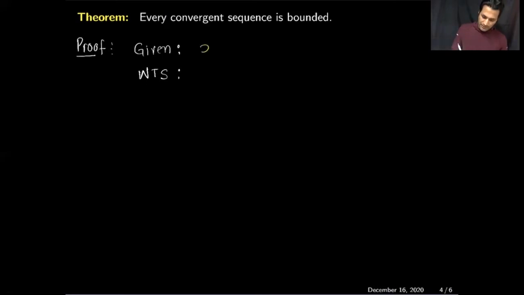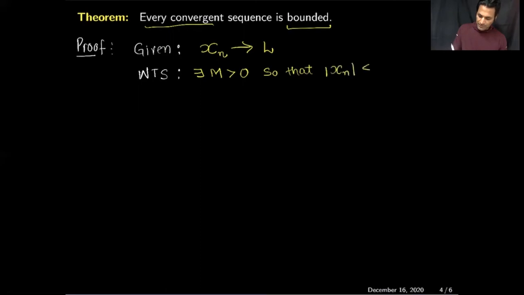Given is a convergent sequence. Let's suppose xn is a convergent sequence. If it is convergent, it must be converging to some real number L. So this is given. And we want to show that this sequence is bounded, or in other words, mathematically, we want to find M, which is strictly positive, so that the absolute value of each term of the sequence is less than or equal to M, and that is true for all natural numbers n. So this is given, and this is what we want to show.